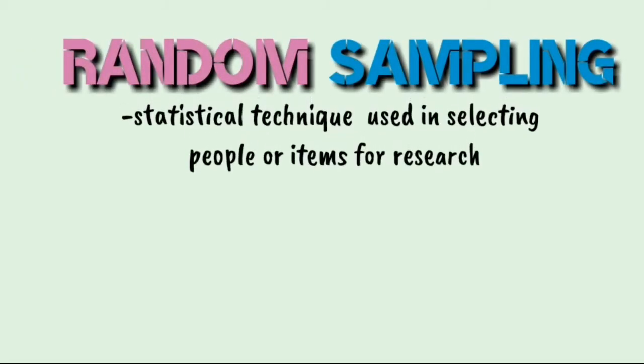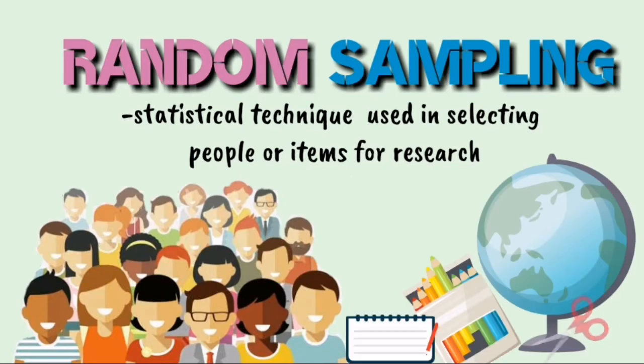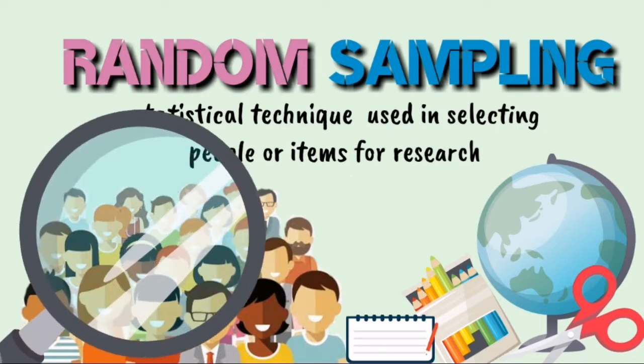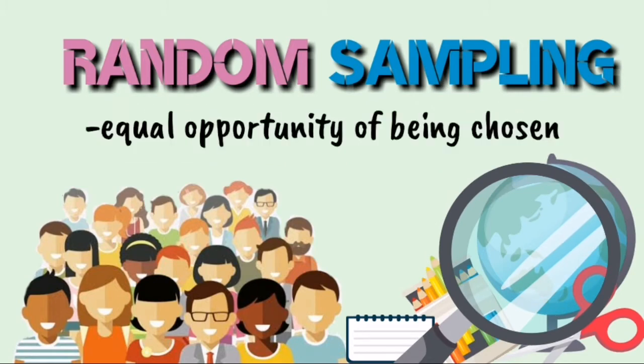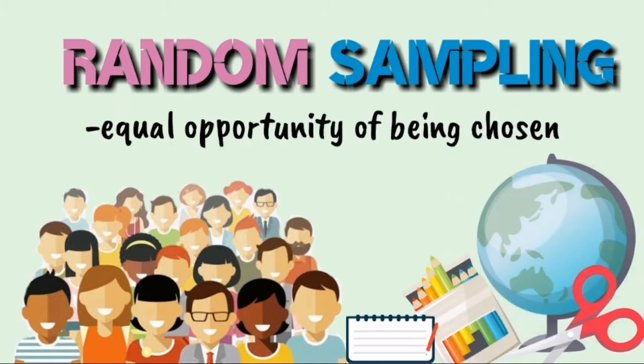Random sampling is a statistical technique used in selecting people or items for research. There are many techniques that can be used. Each technique makes sure that each person or item considered for the research has an equal opportunity to be chosen as part of the group to be studied.